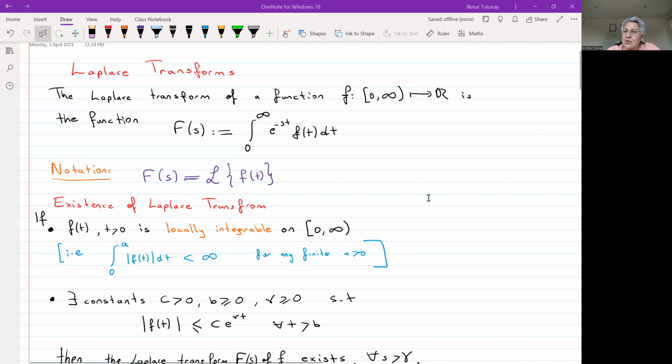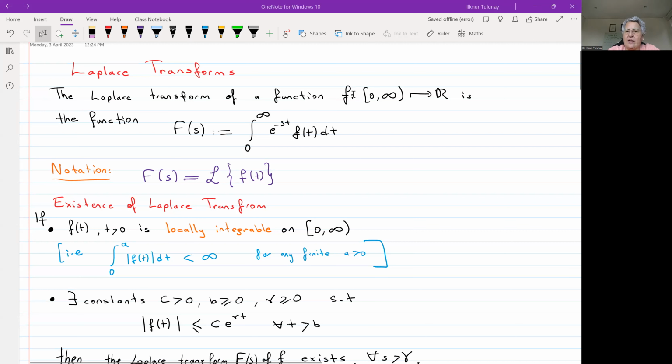Hello, everybody. In this tutorial, in the first video, I will give some summary of the Laplace transformations. In the second video, I will do simple examples. And in the last video, I will give some examples on the applications to ordinary differential equations. So, what is the Laplace transform?